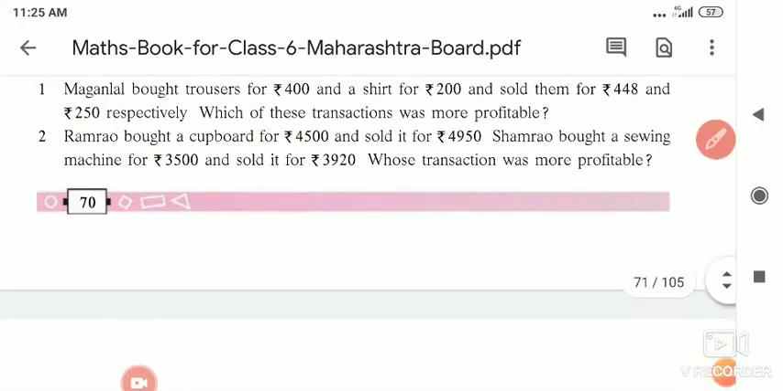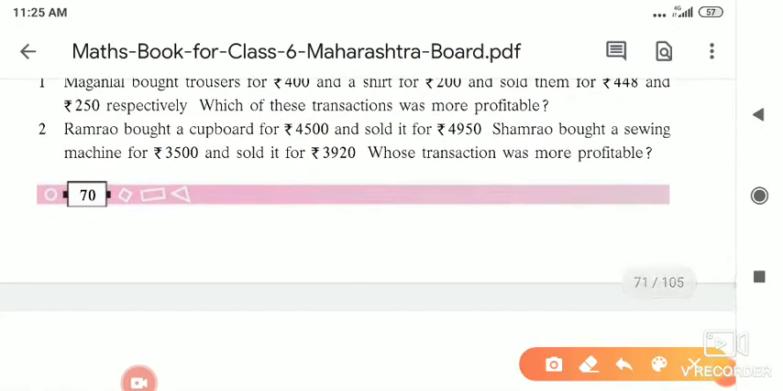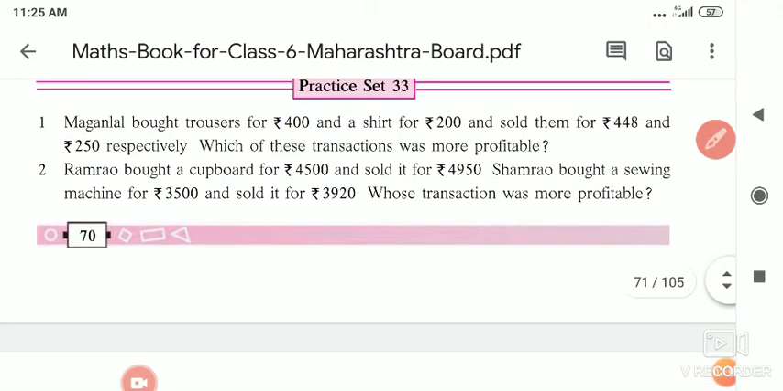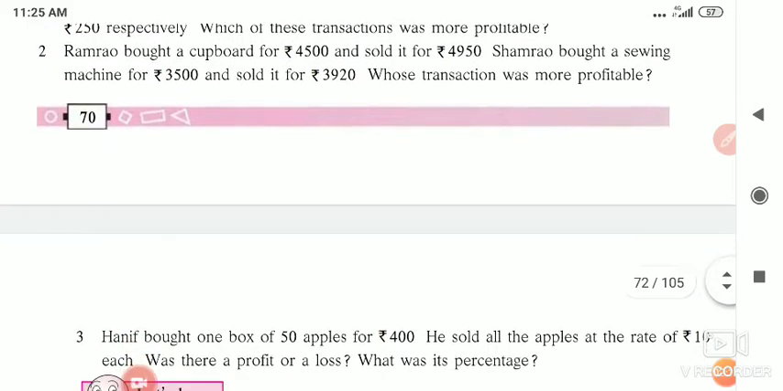So here we will solve Maganlal's example. The cost price of the trouser is 400 rupees and the selling price of the trouser is 448. And for the shirt, the cost price is 200 and the selling price is 250 rupees. So let's solve the example.